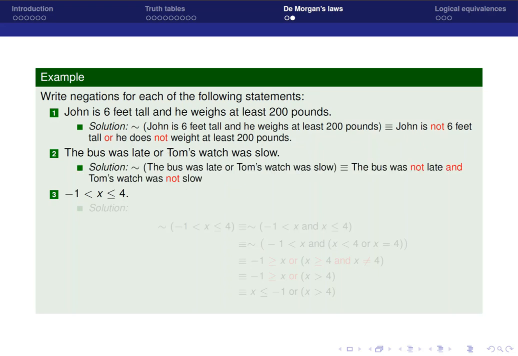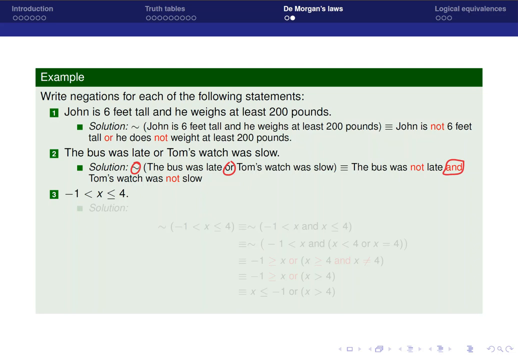Now, the second example says the bus was late or Tom's watch was slow. This is an example of a disjunction. So to negate the disjunction, we have to write an and statement, a conjunction basically. And we also have to negate both sides of the conjunction. We have to say that the bus was not late and Tom's watch was not slow.